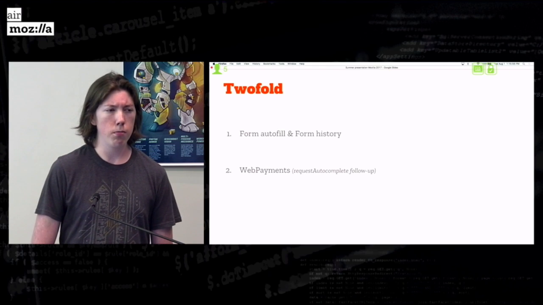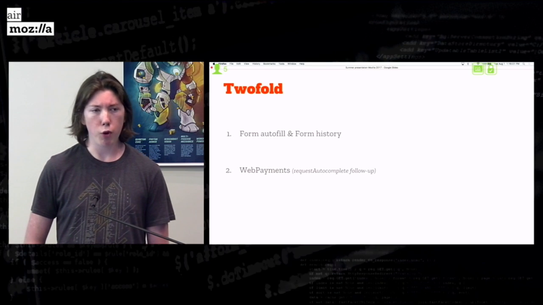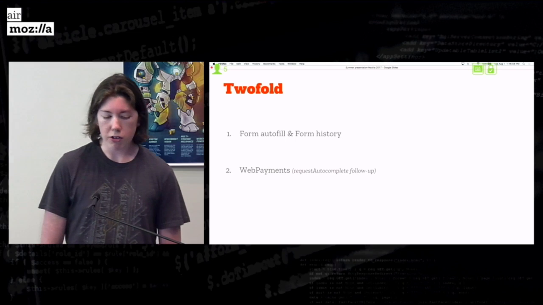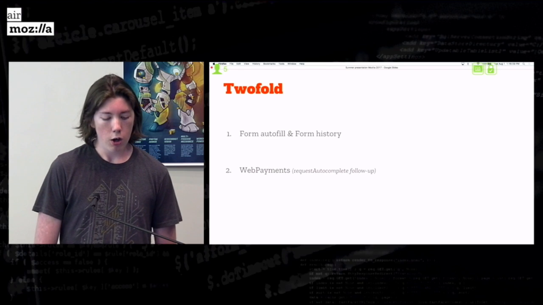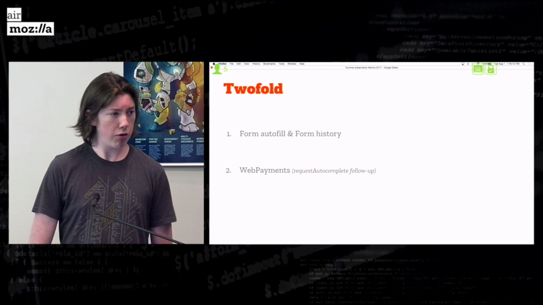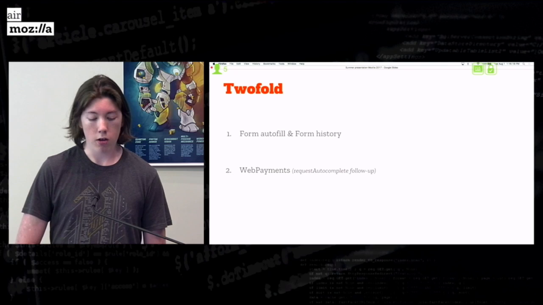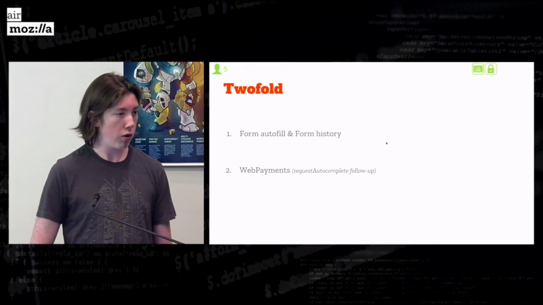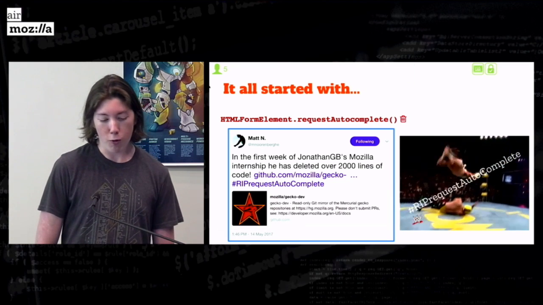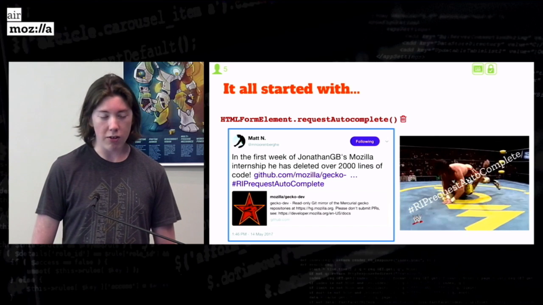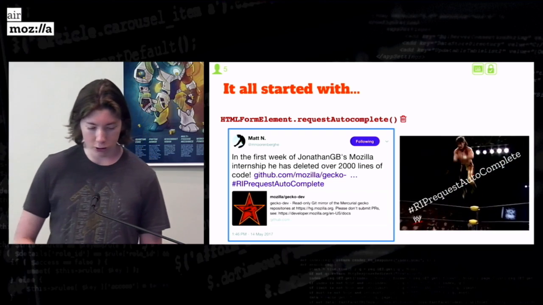So this summer has been mostly twofold. The first part was working with form autofill and form history, and the second part has been working with WebPayments, which is a follow-up to request autocomplete. I mention request autocomplete because one of the first things I did in my first week was to remove request autocomplete from Firefox. So it all started with that. Overall, in my first week, I got minus 2,000 lines. So that was my positive contribution to Firefox to start with.